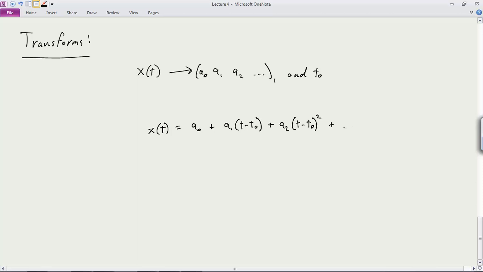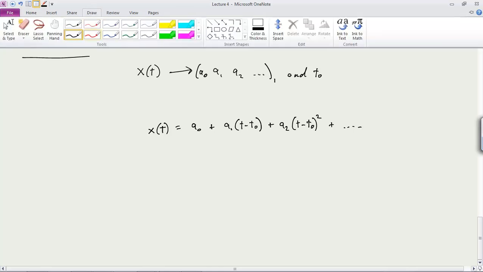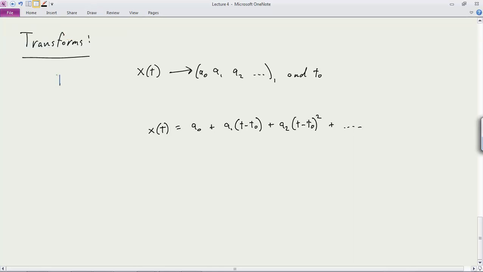So this type of transform is going to compose x in terms of a sum of these polynomials. Does this look familiar? I'm doing this sort of as a puzzle. You know what it is. Taylor series. Okay, and it's the Taylor series about t naught.